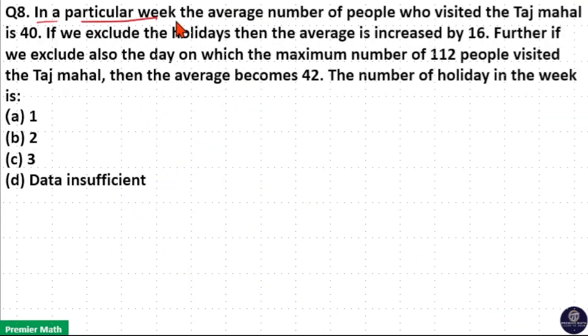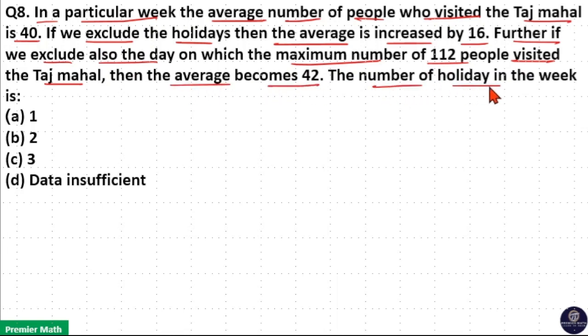In a particular week, the average number of people who visited the Taj Mahal is 40. If we exclude the holidays, then the average is increased by 16. Further, if we also exclude the day on which the maximum number of people visited the Taj Mahal, then the average becomes 42. The number of holidays in a week is, let us consider the number of holidays as x.